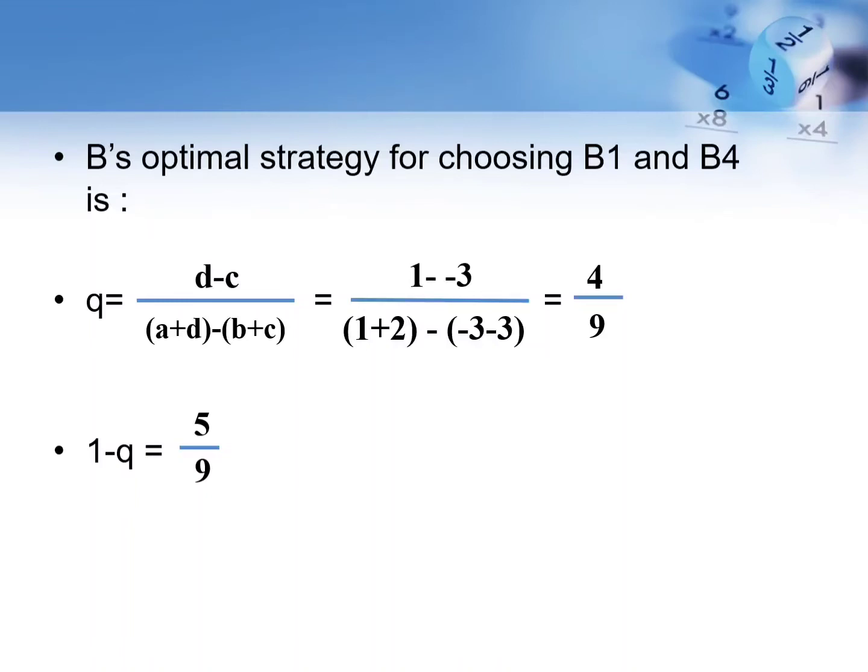Then we are going to find B's optimal strategies for choosing B1 and B4, where q is equal to (d minus b) by (a plus d minus b minus c), which is equal to (1 minus minus 3) by (1 plus 2 minus minus 3 minus minus 3), where we get this answer as 4 by 9. After getting the value of q, we substitute it in 1 minus q, which is equal to 5 by 9.